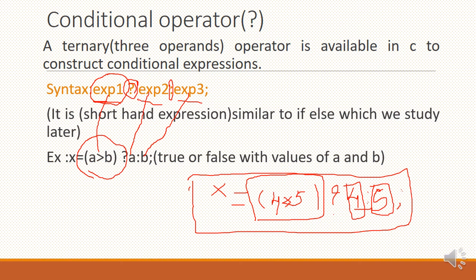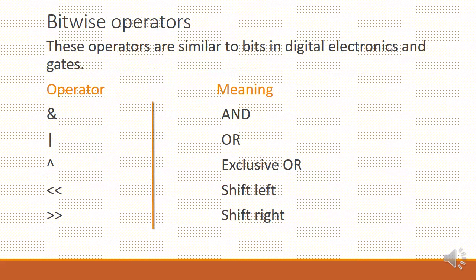Just wait, something happens here. Okay, let us hope all of you understood this. Next, here once again I have given X is equal to A if true, or X is equal to B if false. Okay, next let us study the bitwise operators.